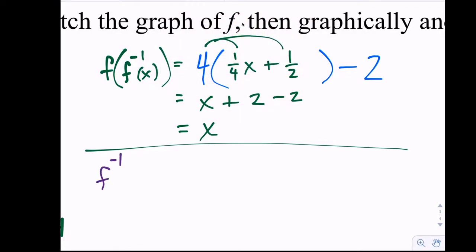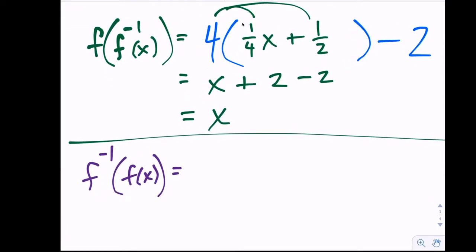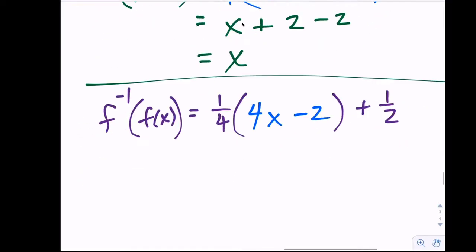That's weird. Hey, let's try it the other way around, y'all, too. Let's try f inverse of f of x. Let's try composing it the other way. In general, is composition commutative? No. So in general, would you expect to get the same thing? No. Let's see what happens here. Now my outer function is 1/4 x plus 1/2. So it's going to be 1/4 parentheses. And what are we plugging into the parentheses? f of x, which is 4x minus 2.